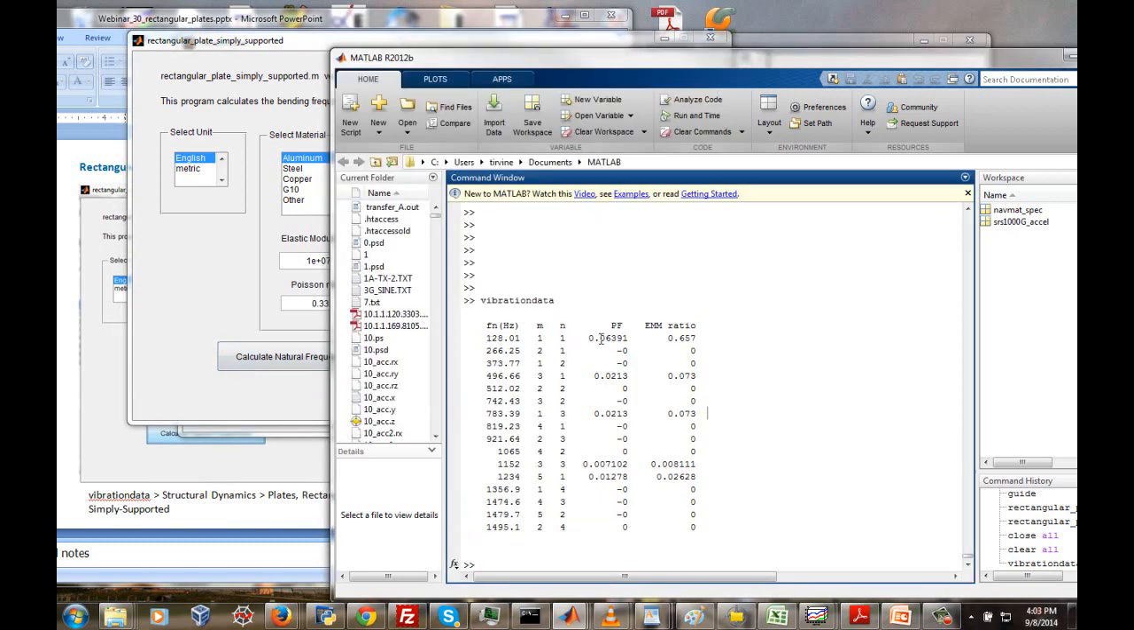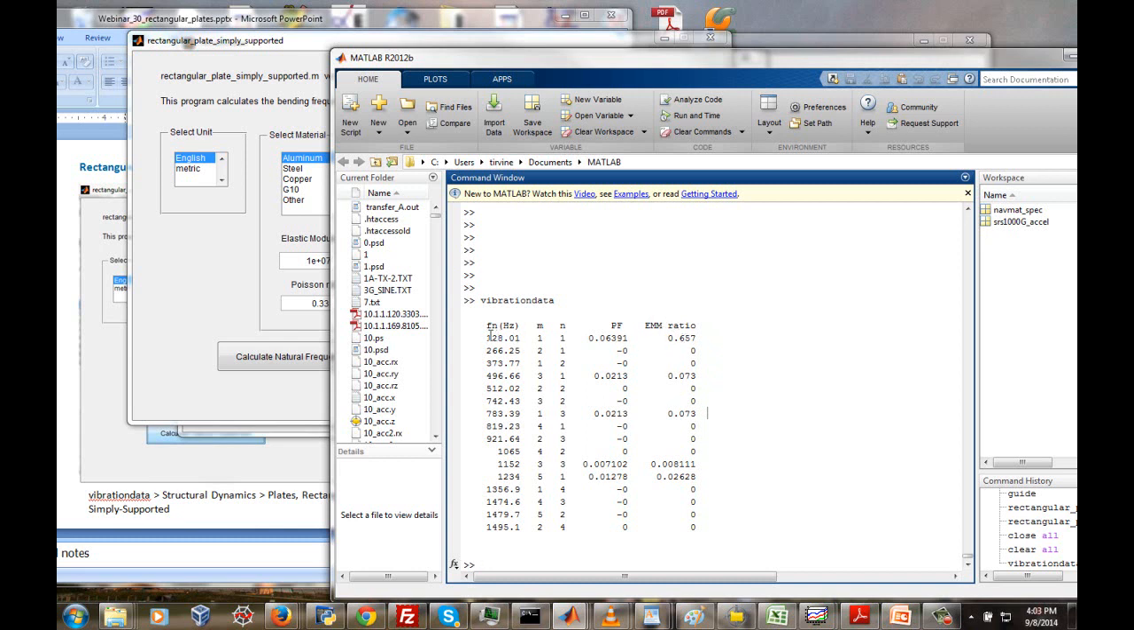And you can see the fundamental mode, and the M and N refer to the nodal lines. And the number of interior nodal lines is equal to M-1 and N-1 for the respective modes. So M and N are referred to maybe more properly as indices. PF is a participation factor. Then EMM, this is the effective modal mass in terms of a ratio.